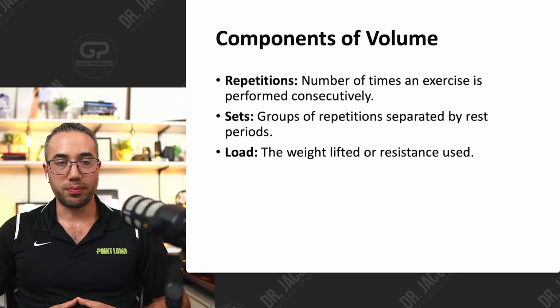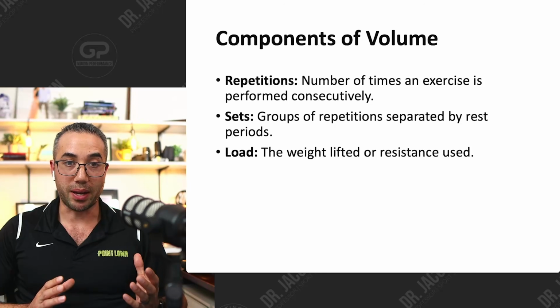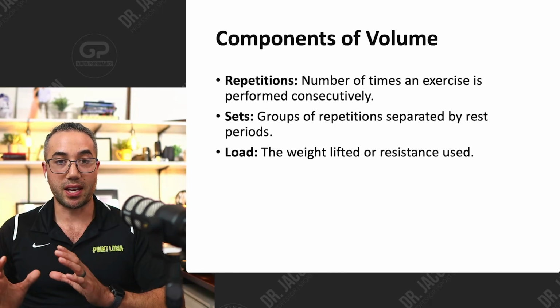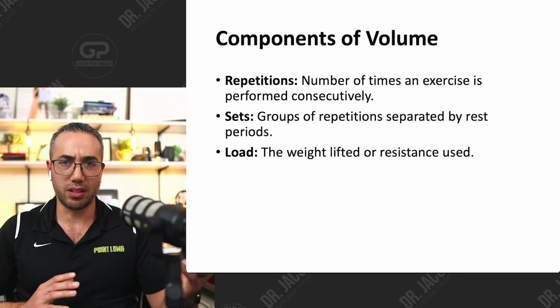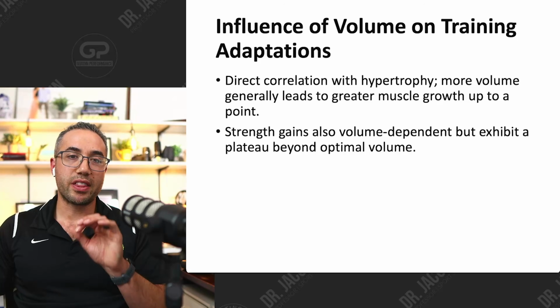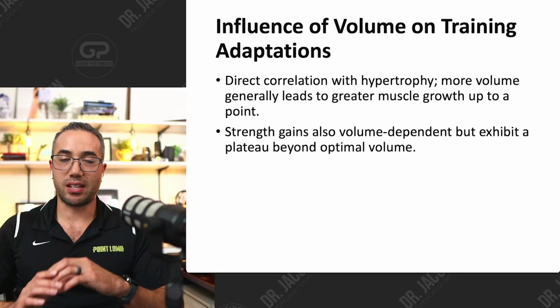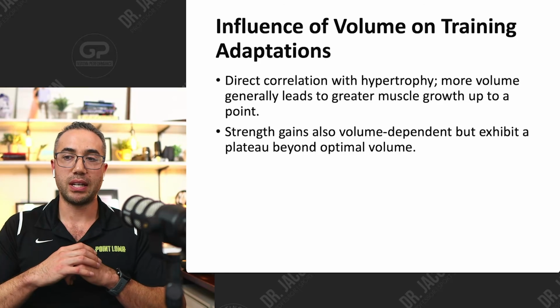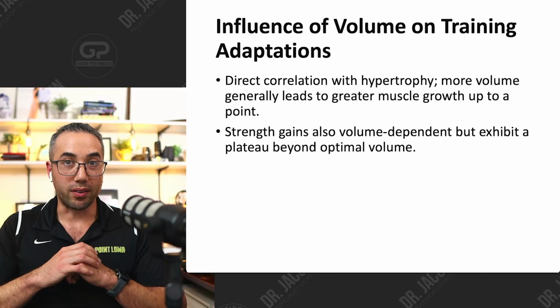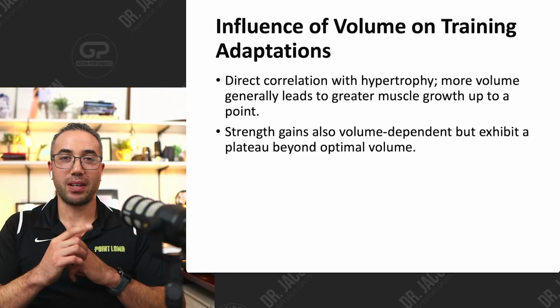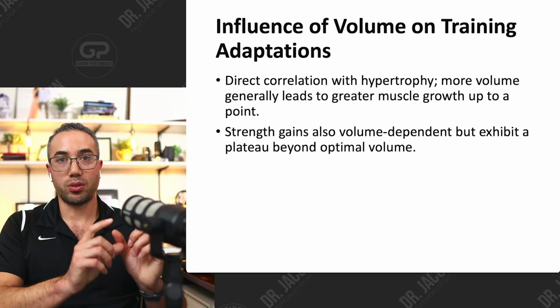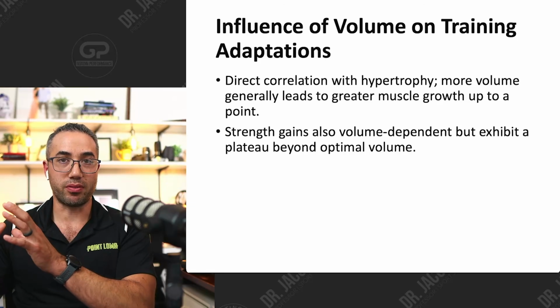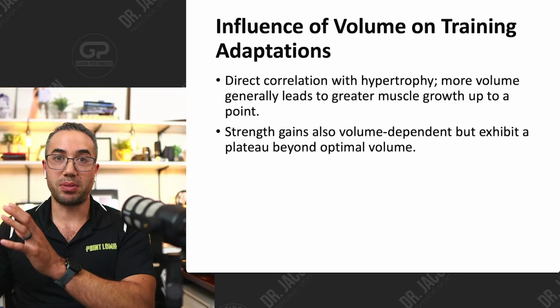So the components of volume: first is the repetitions, the number of reps per set, and then the number of sets, and then the amount of weight lifted. That's the overall load, as I've described it in that previous slide. We want to think about volume as a driver of the magnitude of the stimulus. So if I did 1 set of 1 RM, that's going to give me a certain magnitude of adaptation to strength. If I did 10 sets, 10 times the volume, that's going to give me a lot more adaptation.